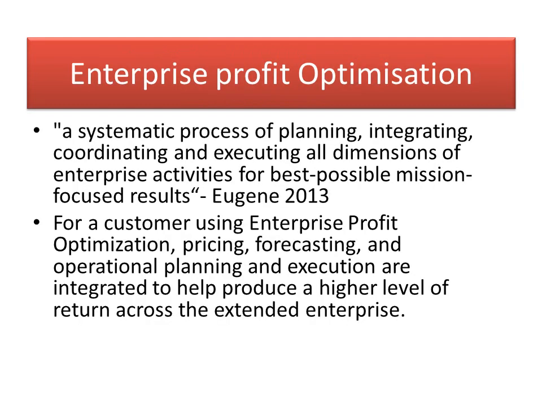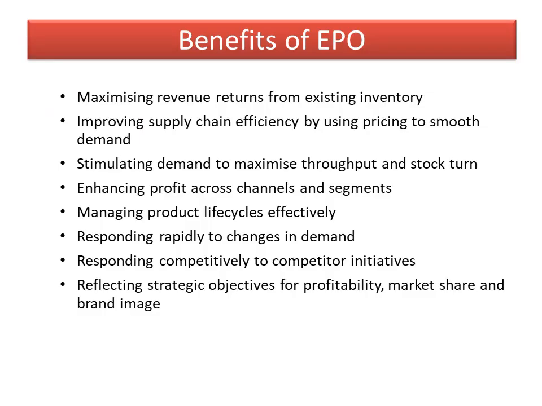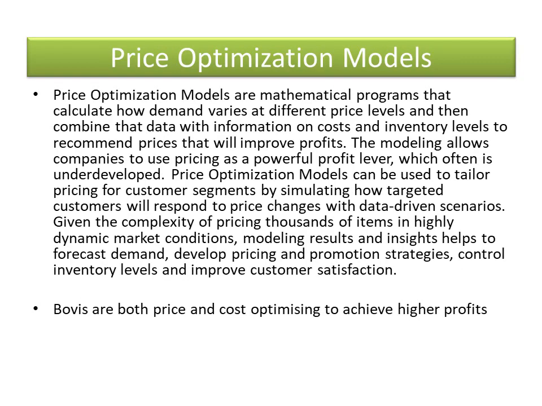And we've got this very unusual topic called enterprise profit optimization, where companies can try and coordinate planning, integrating and executing all activities to make the best profits. So for a customer using EPO, pricing, forecasting and planning are integrated to help produce high levels of profit. So the benefits: increases revenues, improves efficiency, can stimulate demand to maximum, enhances profits, manages product life cycles, responds to changes. And certainly Bovis are doing this.